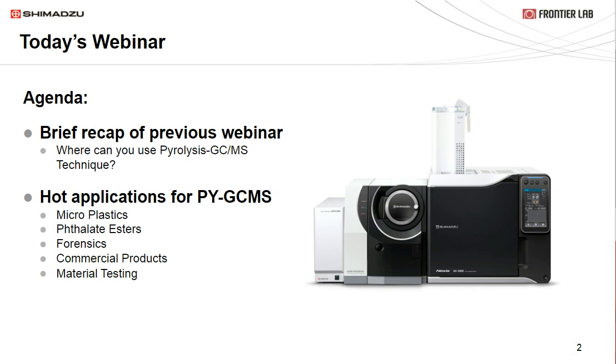We're going to start off today with a brief recap of what happened during our previous webinar. We're going to cover things like where you can use pyrolysis GCMS as a technique. At that point, we will then transition into our applications, which cover a variety of fields, such as microplastics, phthalate esters, forensics, commercial products, and even material testing in the PY-GCMS applications.